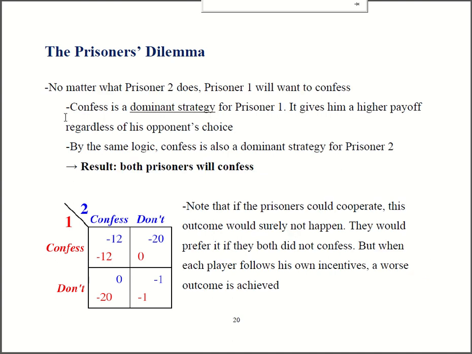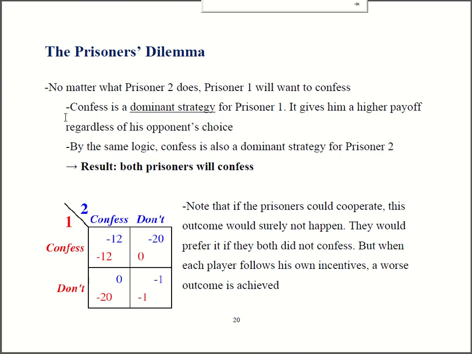So we call this a dominant strategy. We call a strategy dominant if it leads to a better outcome for you no matter what your opponent is doing. So in this case, you're better off confessing whether or not your partner confesses. So confessing is a dominant strategy. So prisoner 1 is definitely going to confess. This game here is symmetric. You could apply the exact same logic to prisoner 2, and you'll find that prisoner 2 also wants to confess.